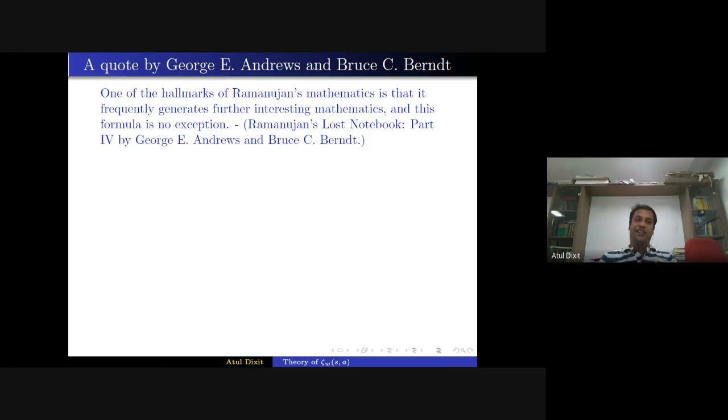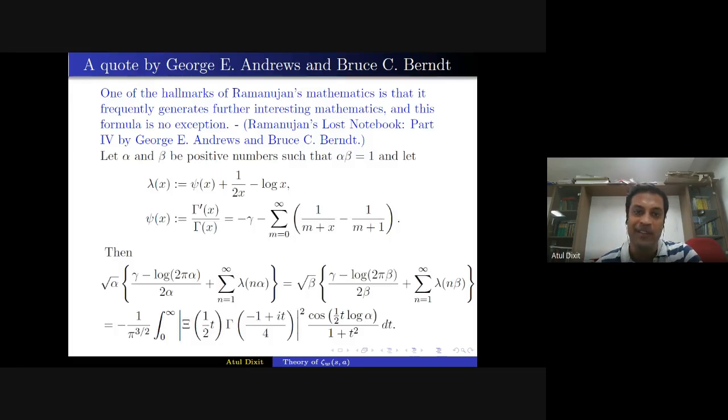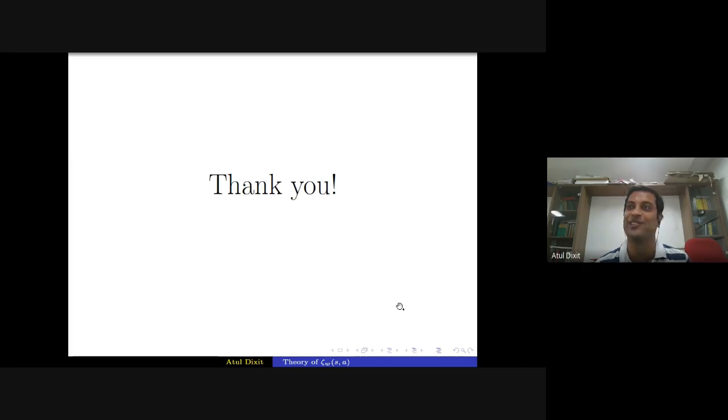So I'll end with this quote by George Andrews and Bruce Berndt. They say in the preface of the 4th volume on the Lost Notebook that one of the hallmarks of Ramanujan's mathematics is that it frequently generates further interesting mathematics, and this formula is no exception. What is the formula that they are talking about? That's the formula on page 220 of the Lost Notebook, the one which was discussed in the very beginning of this lecture. With that, I'll stop. Thank you very much.